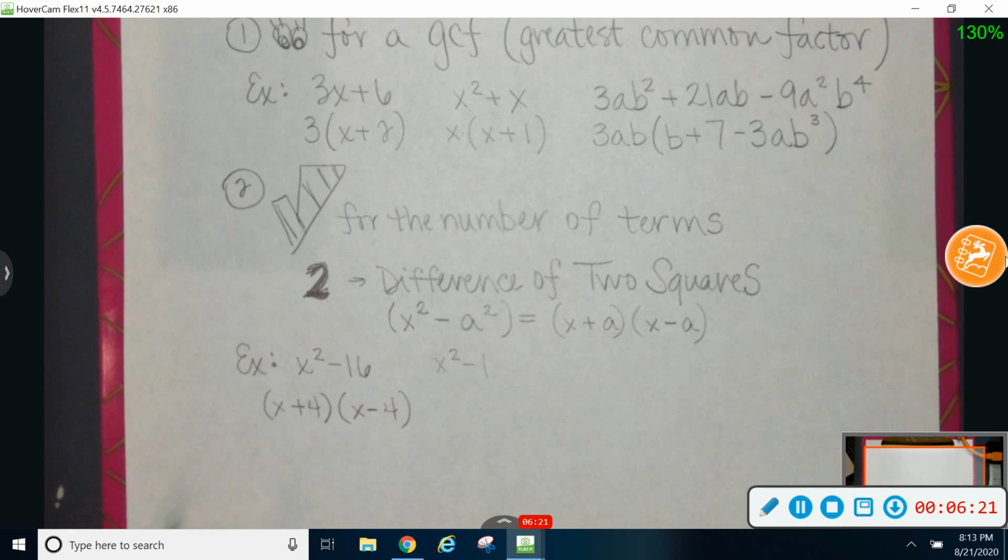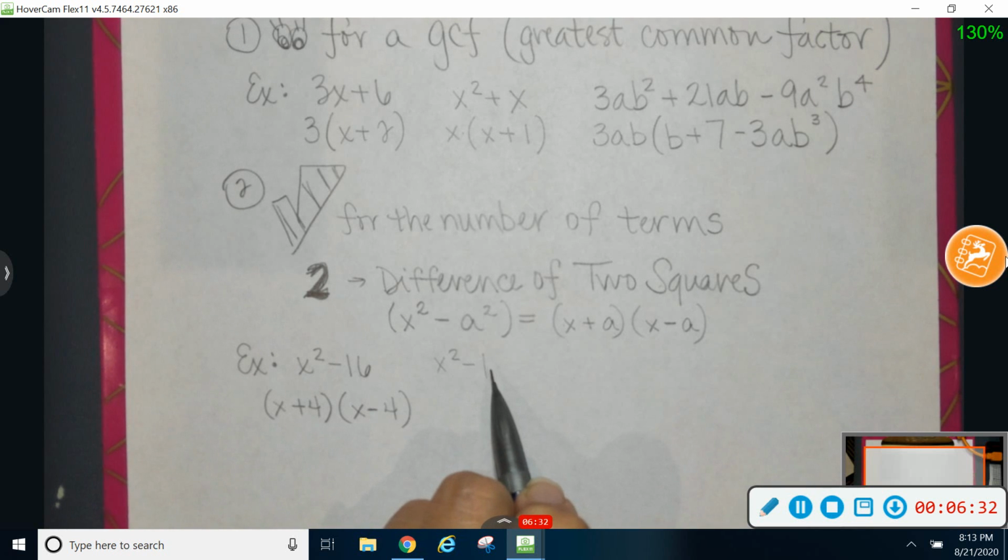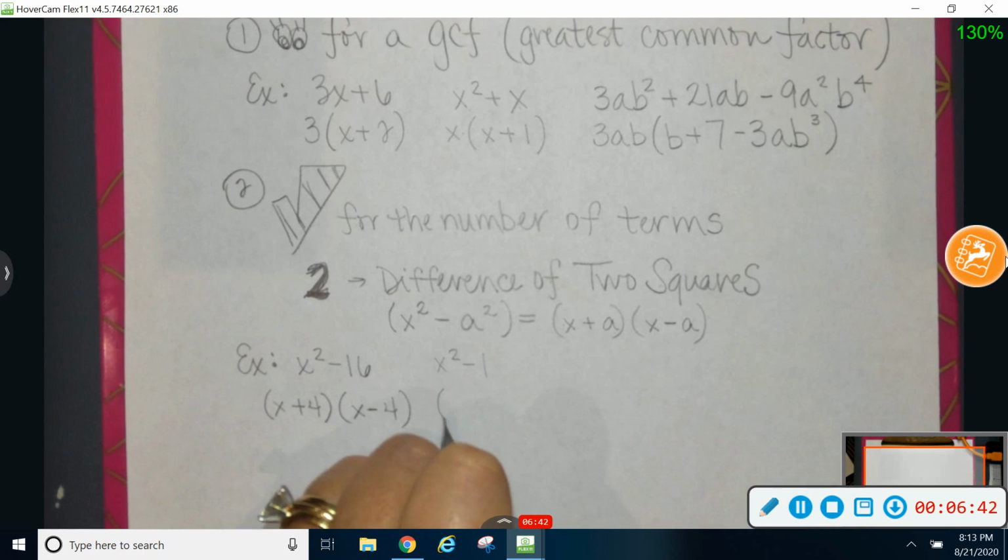What about x squared minus 1? GCF? Nope. How many terms? 2. Are they both perfect squares? Yes. Sometimes we forget about 1 being a perfect square, but it's really a perfect everything. It'll be a perfect square, a perfect cube, a perfect fourth. So yes, it's a perfect square. Is it a difference? Yes. So it fits our difference of two squares model.